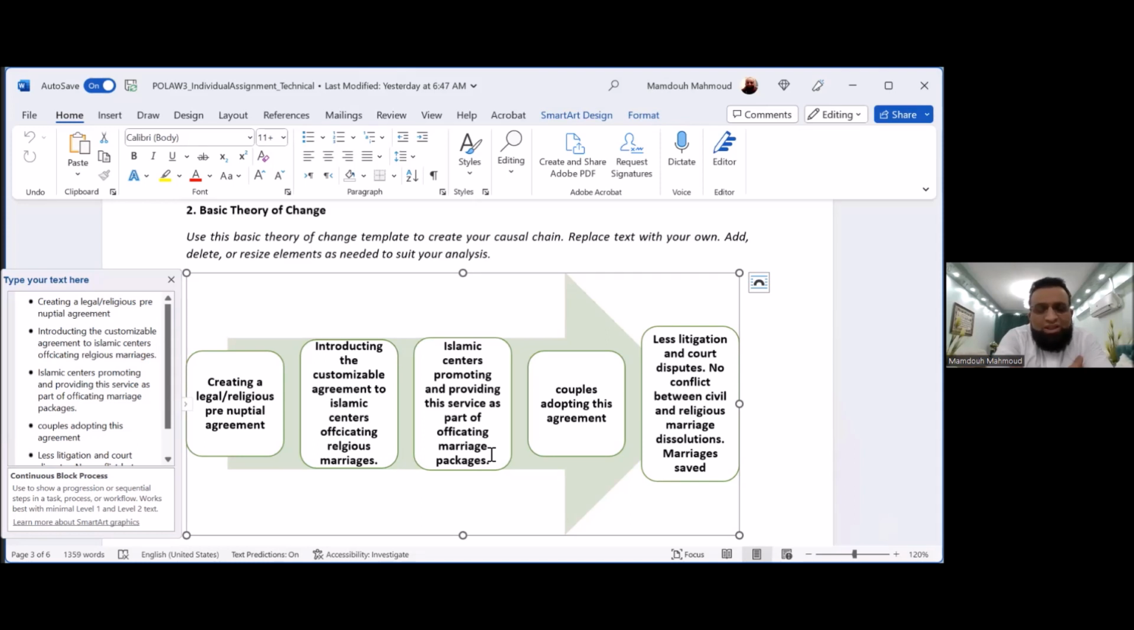okay, what's going to happen next? Introducing this customizable agreement to Islamic centers officiating religious marriages. Then what's going to happen next? Islamic centers promoting and providing this service as part of officiating marriage packages. Then what happens next? Couples adopting this agreement. Then what happens next? The solution: less litigation and court disputes, no conflict between civil and religious marriage dissolutions, marriage is saved.